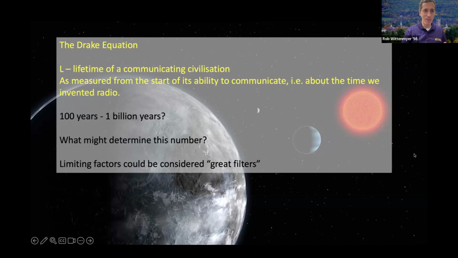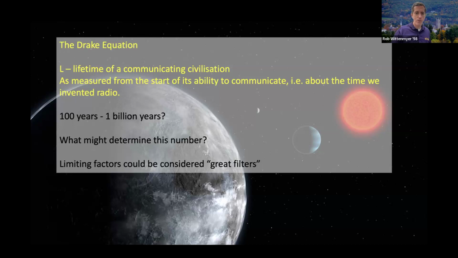Lifetime. Here's the big one, right? What determines the lifetime? The obvious thing is, do we blow ourselves up? Do we, you know, kill ourselves in some horrible way? That's sort of the depressing bit, but also less depressing. What if you're only leaking signals to space for a short time before you invent, you know, tight beam transmissions, or you're no longer watching free to air TV, you're streaming. What determines this number? You know, is it 100 years? Is it a billion years? Don't know.